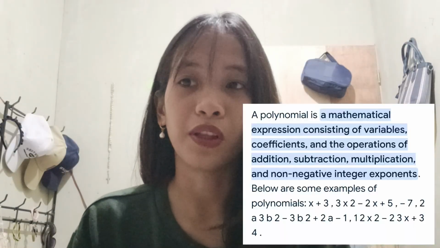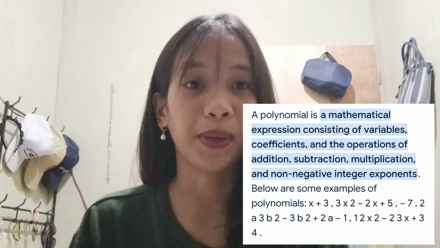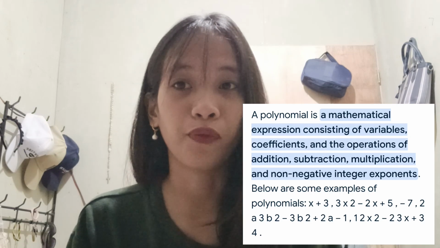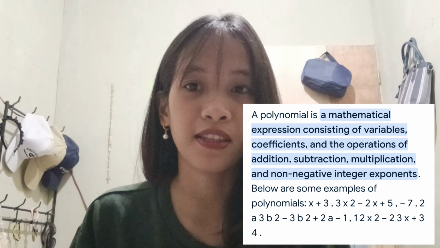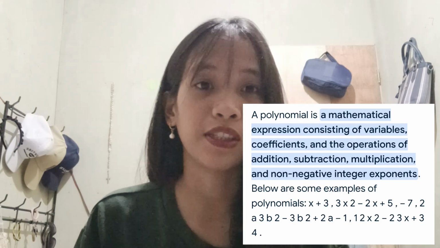What is really a polynomial? A polynomial is a mathematical expression consisting of variables, coefficients, and the operations of addition, subtraction, multiplication, and non-negative integer exponents. So let's move on because polynomial is not a part of our topic. I just discussed it so you know the definition of polynomials. So let's proceed to equation.